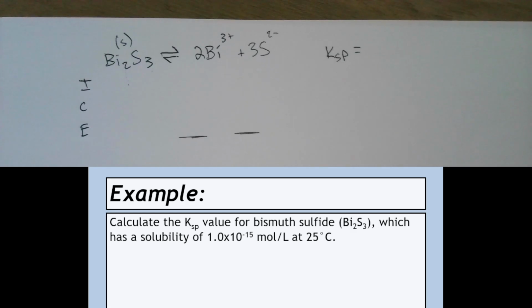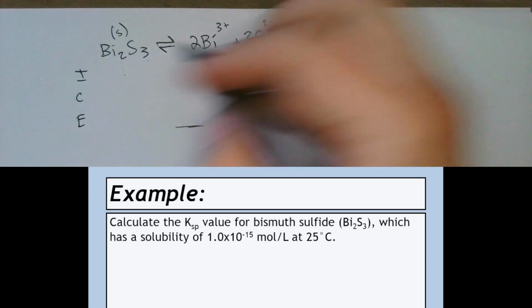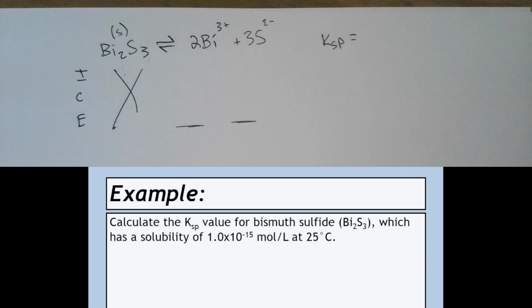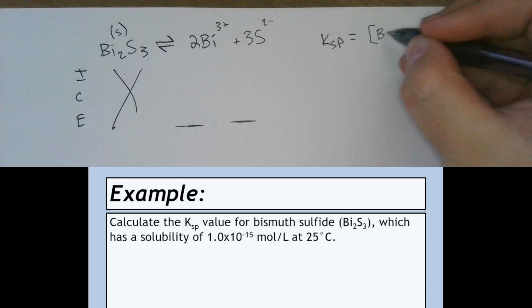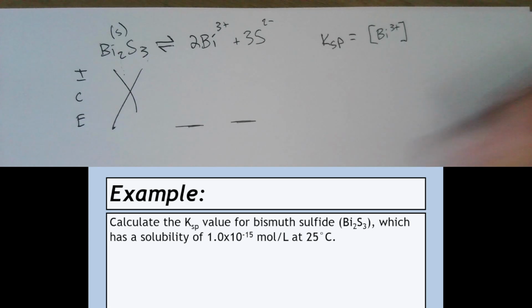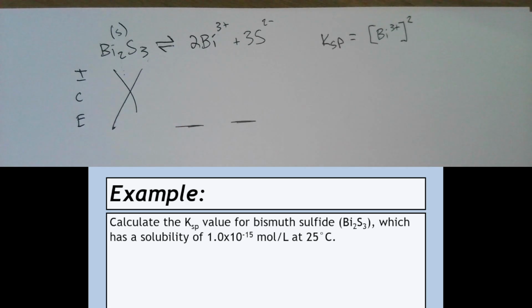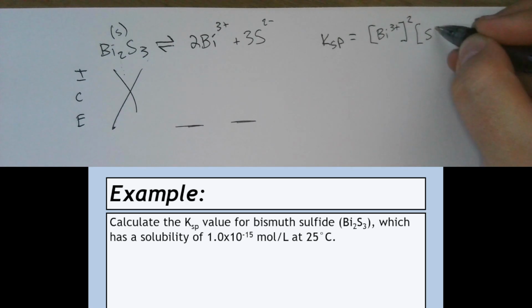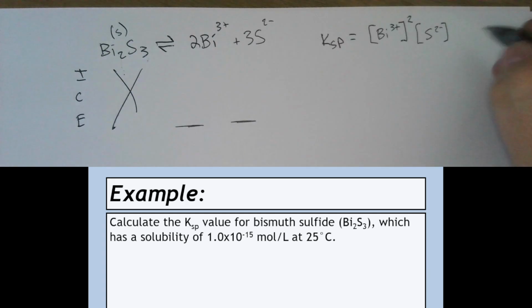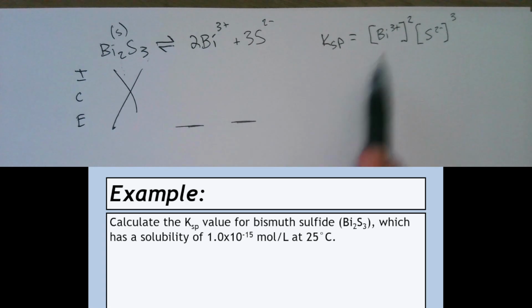I'm going to start by writing my expression for Ksp in this problem. It's products over reactants, but we know the reactants don't matter. Products, I have bismuth 3 plus, and remember to square it because of this 2 in front, because I have 2 of those. And then I have sulfur 2 minus. Need to remember to cube it.